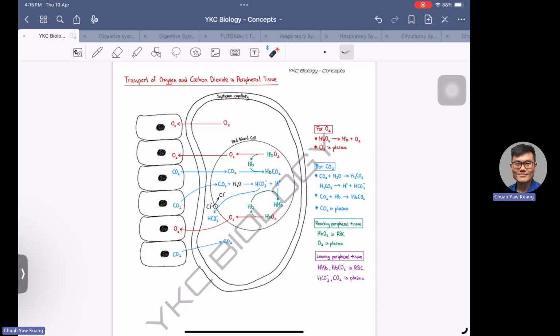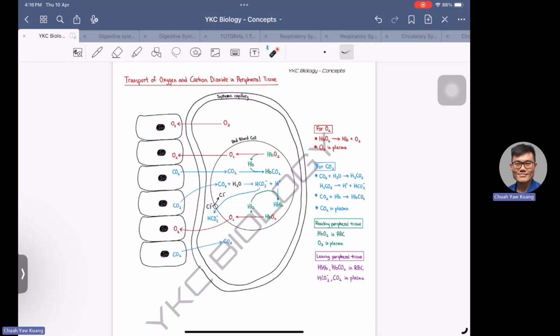Hi everyone. In this part 1 video, we will discuss the transport of oxygen and carbon dioxide in peripheral tissue. When the oxygenated blood reaches the peripheral tissue from the lung, it will always unload the oxygen in the blood into the peripheral tissue and load the carbon dioxide from the peripheral tissue into the blood.